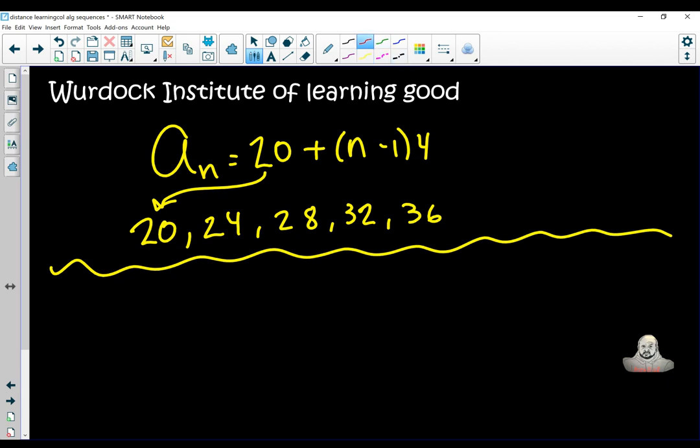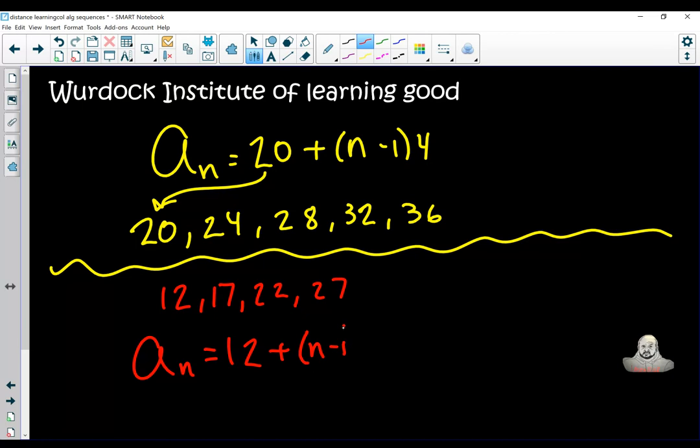If I gave you a list, let's say your first term was 12, 17, 22, 27, and you noticed, oh, that looks like it's arithmetic. It looks like our constant difference is 5 and our first term is 12. You could write that particular sequence like this. 12 plus the quantity n minus 1 times 5.